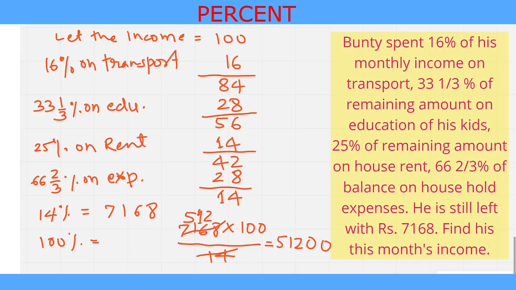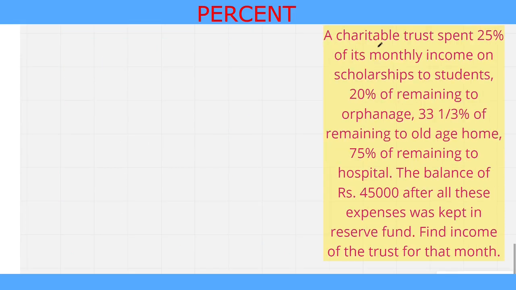We can solve these questions easily by calculating percentage on remaining amount. The question is, a charitable trust spent 25% of its monthly income on scholarships to students, 20% of remaining to orphanage, 33 and 1/3% of remaining to old age home, 75% of remaining to hospital. The balance of rupees 45,000 after all these expenses was kept in reserve fund. Find income of the trust for that month.